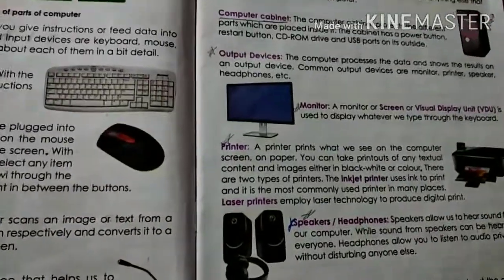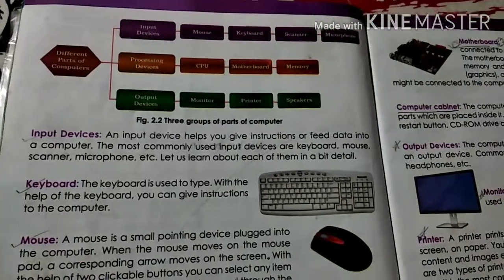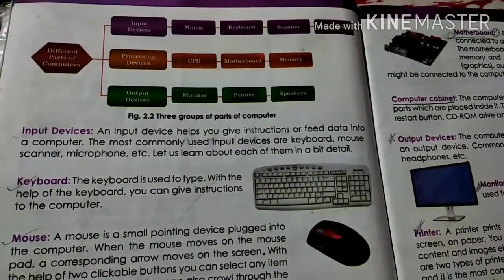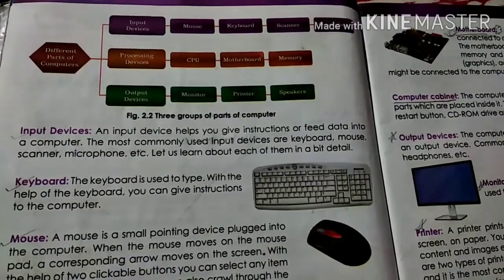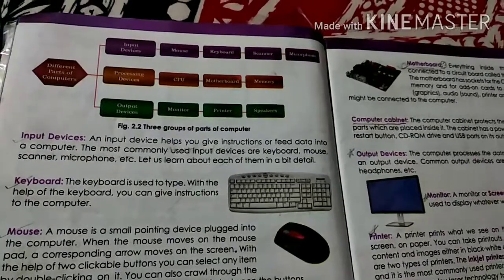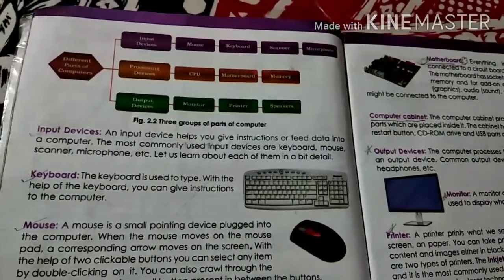So students, basically input devices help us to give instructions or information to the computer. Output devices help us to show the results. And processing devices help us to process our computer instructions or information.